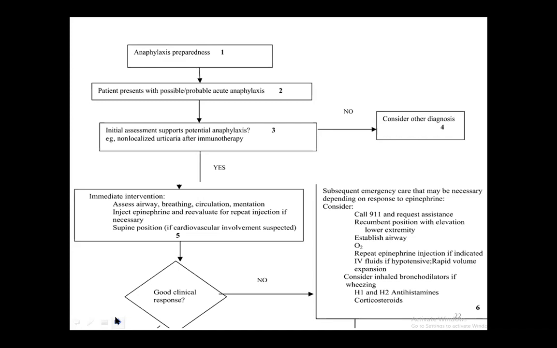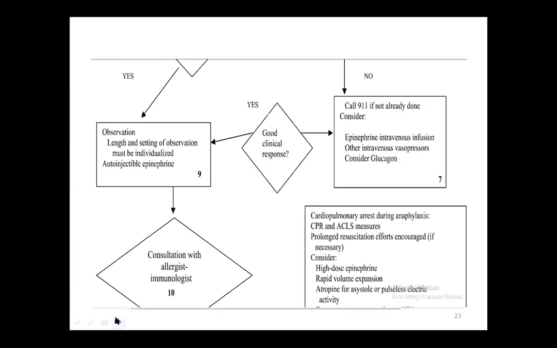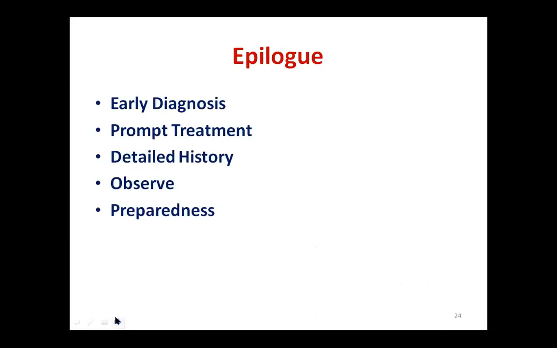Then after initial assessment supports potential anaphylaxis, or sometimes non-localized urticaria may happen after some vaccination, we also have to assess the airway, breathing, circulation and mental status. We have to inject epinephrine and put the patient in supine position. These are all mentioned; this is the chart we can follow. And auto-injectable epinephrine is again a very important one for those who suffer from recurrent attacks of type 1 hypersensitivity reaction. When to consider glucagon and when to consider intravenous vasopressor were already discussed.